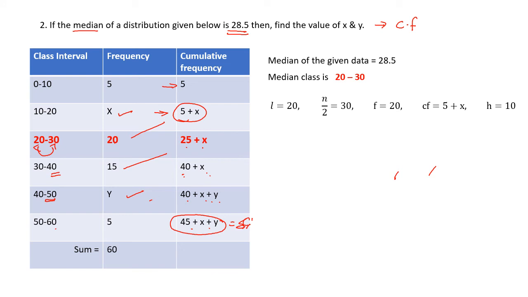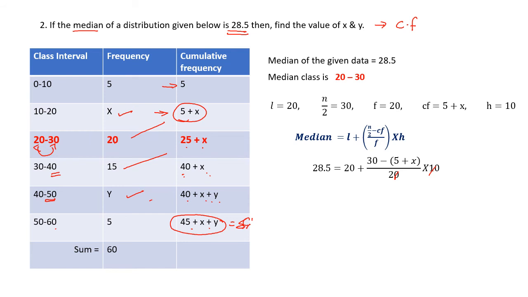Here the lower limit is 20, f is 20, and you have to take the preceding class CF. So CF is 5 plus x, h equal to 10. So the formula is median equals L plus n upon 2 minus CF upon f into h. So we substitute 28.5 equal to 20 plus 30 minus CF, which is 5 plus x. So put it in brackets, it's a binomial because the sign will change, upon 20 into 10.